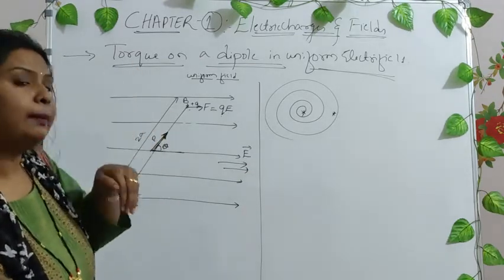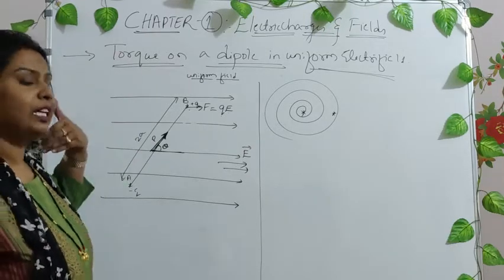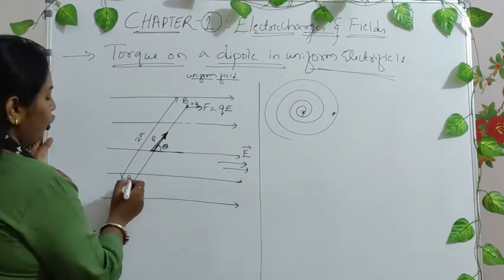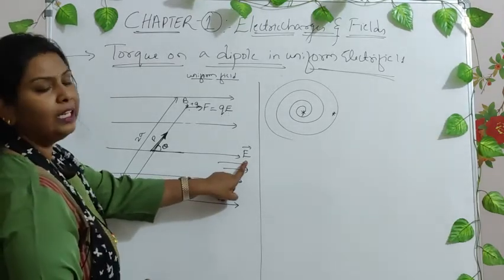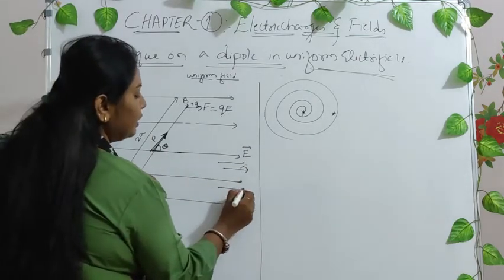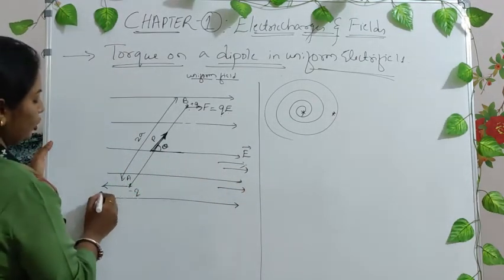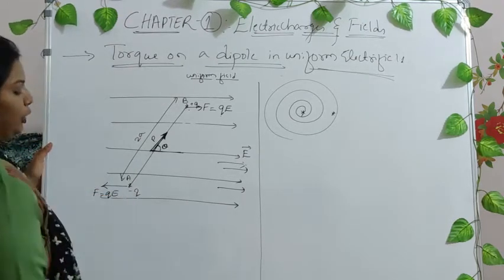Now exactly the same force will be exerted on the minus Q charge, but in the opposite direction. The force exerted on minus Q will always be in the direction opposite to the electric field. If the electric field is in this particular direction, the force exerted on this will be opposite and equal, that is Q into E.